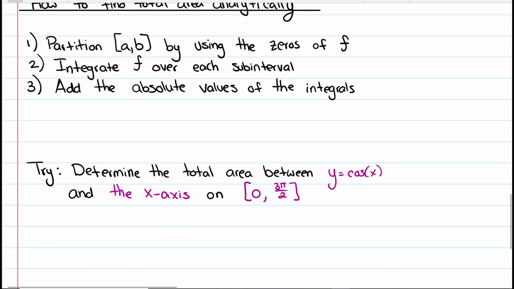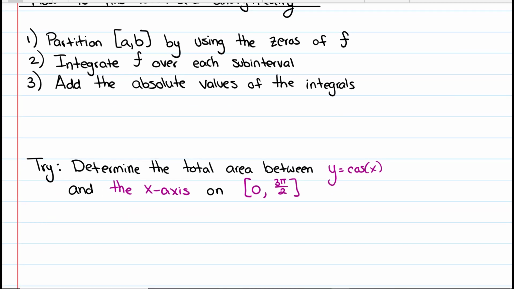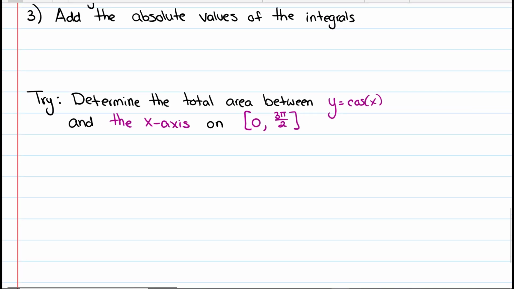So what I want you to try is to determine the total area between y equals cosine of x and the x-axis on the interval 0 to 3 pi over 2. So use these three steps and try to determine this on your own. All right, let's see what we got.